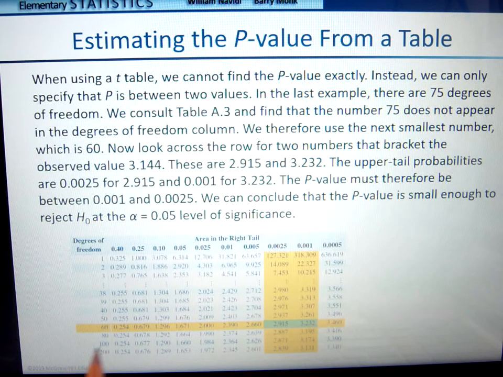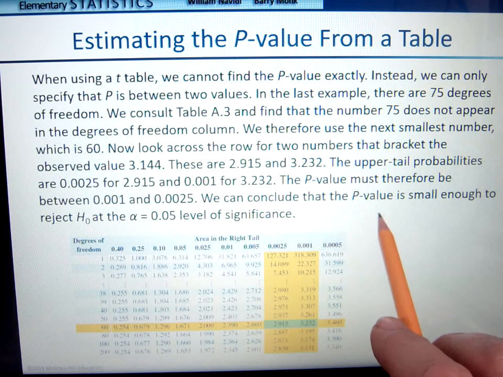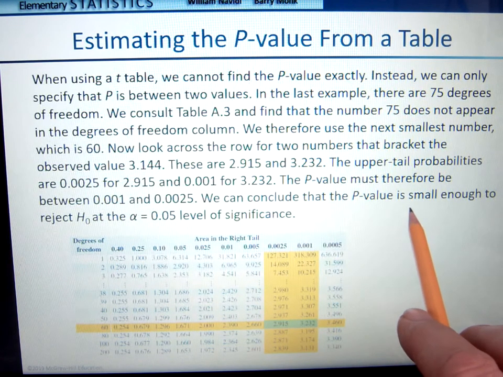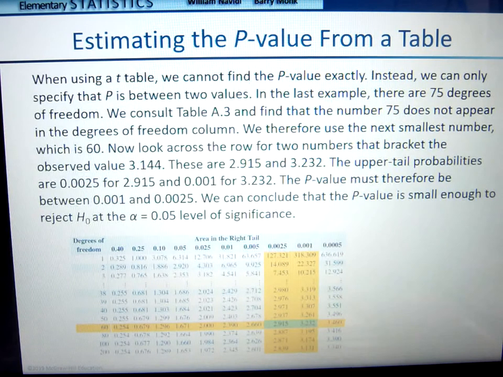Now look across the row for the two numbers that bracket the observed 3.11. Here we have these two, right in between. The upper tail probabilities are 0.0025 for 2.915 and 0.001 for 3.232. The p-value must therefore be between these two values. So we can conclude that the p-value is in fact small enough to reject the null hypothesis at the 0.05 level of significance.